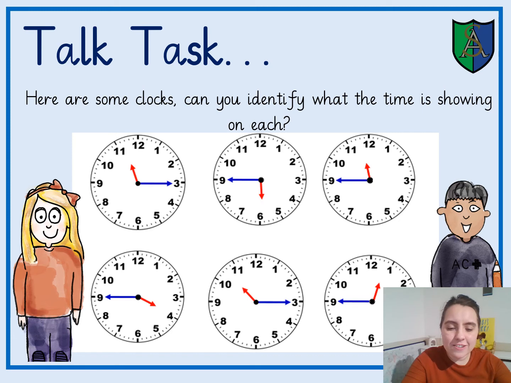So in this first clock, I can see that the minute hand, the blue one, is pointing to the number 3. So I know it's going to be 1/4 past. And I can also see that the hour hand, the red one, is pointing to 11. So I know that the time on that clock says 1/4 past 11. Okay, so maybe you could have a go for the rest of the clocks. Now, pause the video and off you go.